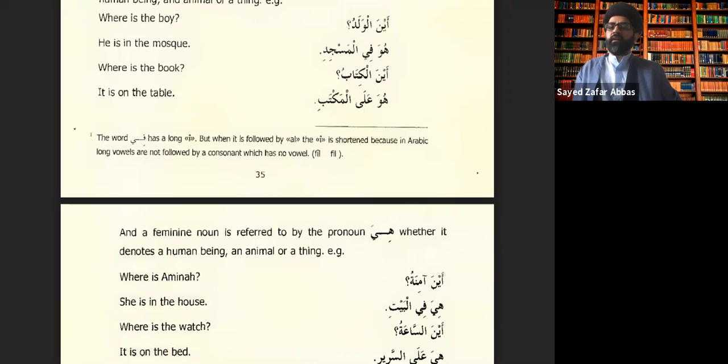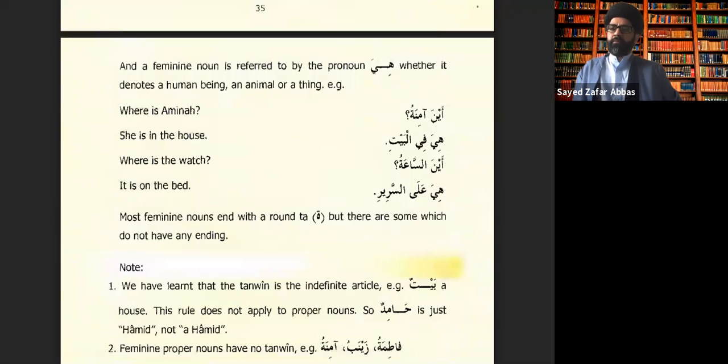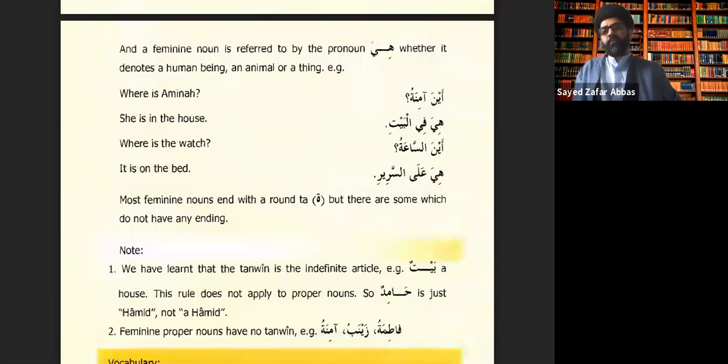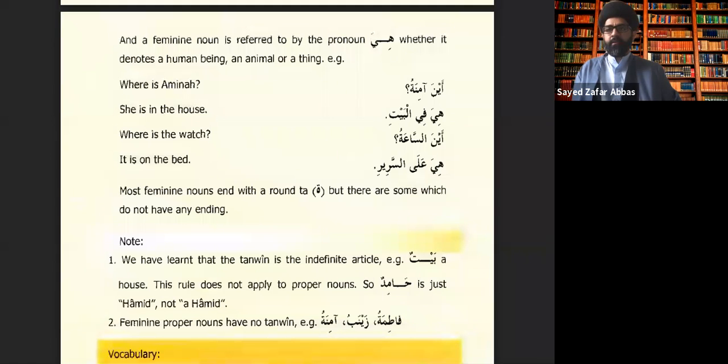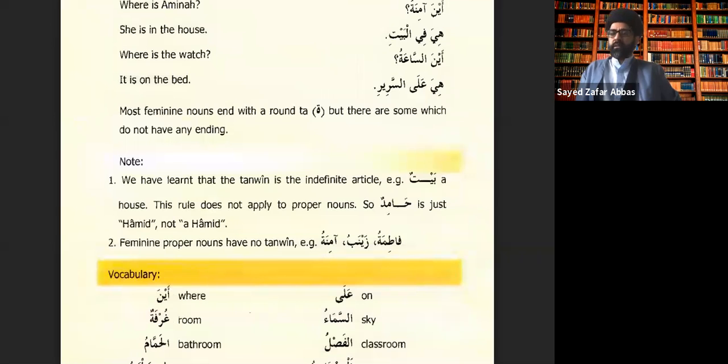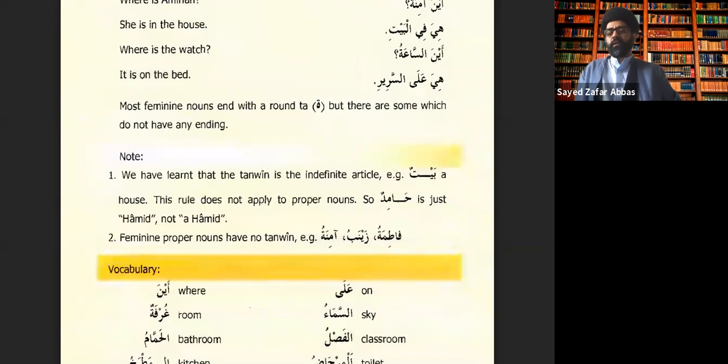Okay. And in the feminine, same thing. So aina amina, hiya fil bayt. Where is Amina? She's in the house. Aina sa'a, hiya fis sarir. Where is the watch? It is on the bed. So again, even though in English it's she and it, in Arabic it's hiya for both. Okay, so walad means boy in Arabic, and father in Arabic is ab. So walad means boy, and ab is father.